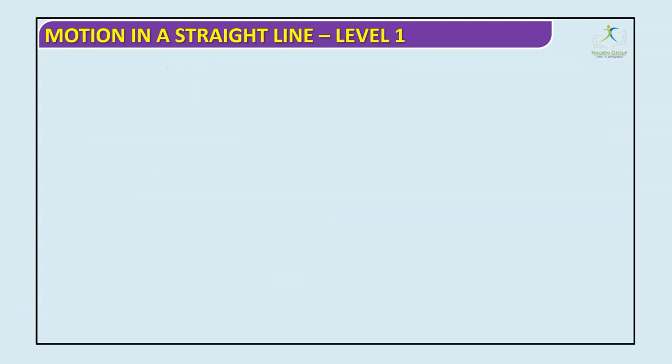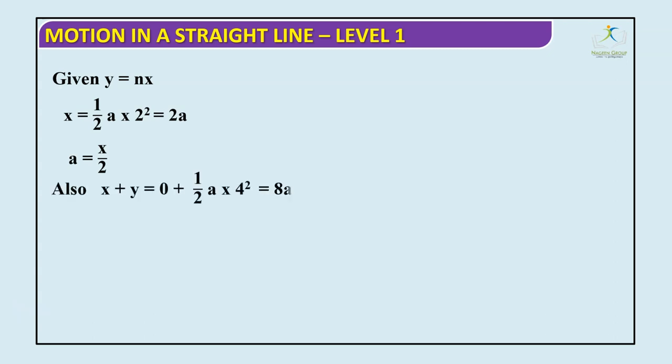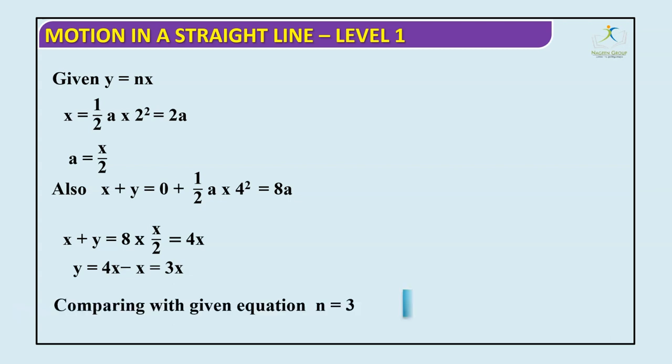A is the acceleration of the body, given y is equals to nx and x is equals to half a 2 square, that is 2a. So a is equals to x by 2. x plus y is equals to half a into 4 square, which comes 8a. When we solve, x plus y is equals to 8 into x by 2 is equals to 4x. So comparing all these things, y is equals to 4x minus x comes 3x. So this comparison equation comes n is equals to 3.